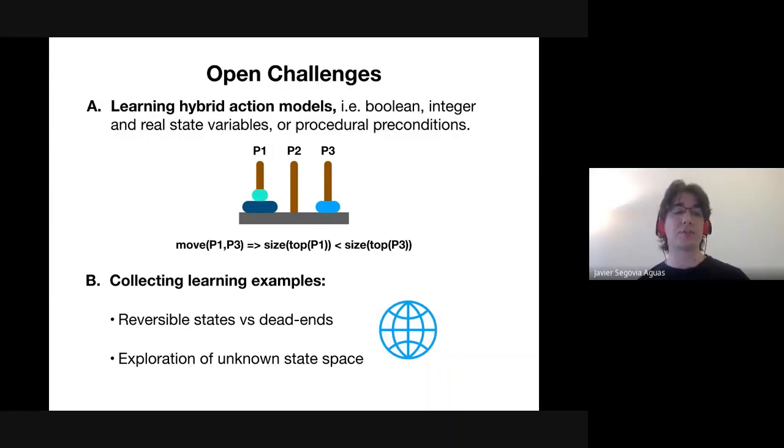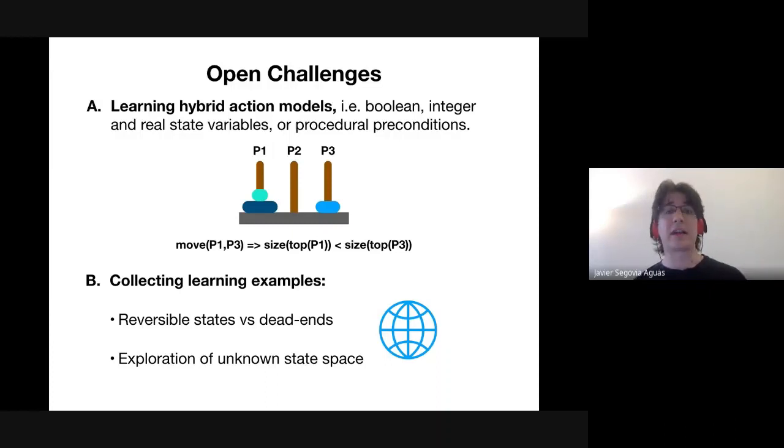And also the exploration of an unknown state space. If we don't know which is the state space, if we don't know which are the state variables, and we have to create it from observing images, pixels, sensors, or sensory data, this becomes much more complex. So this is a very huge challenge.